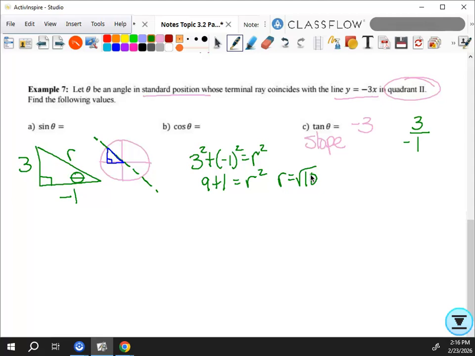Okay, Pythagorean theorem. All right, sine is y, which is 3, over r, which is the square root of 10. Am I allowed to leave it like that? Nope. So this has to become 3 square root of 10 over 10. Cosine is x over r, so that's negative 1 over the square root of 10. Once again, I got to square it in the denominator, so that's negative square root of 10 over 10.